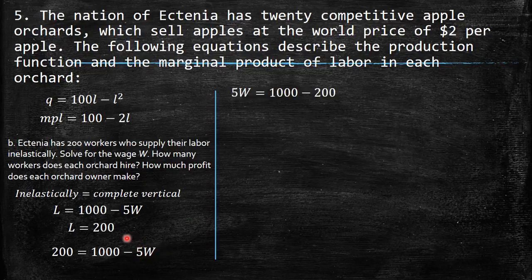So then this 5W, which is minus, goes to the other side positive, and this 200 goes to the other side negative. So then you have here 800. This one, which is multiplying, goes to the other side dividing, and then 800 over 5 should be 160. So this is the value of W, the wage.